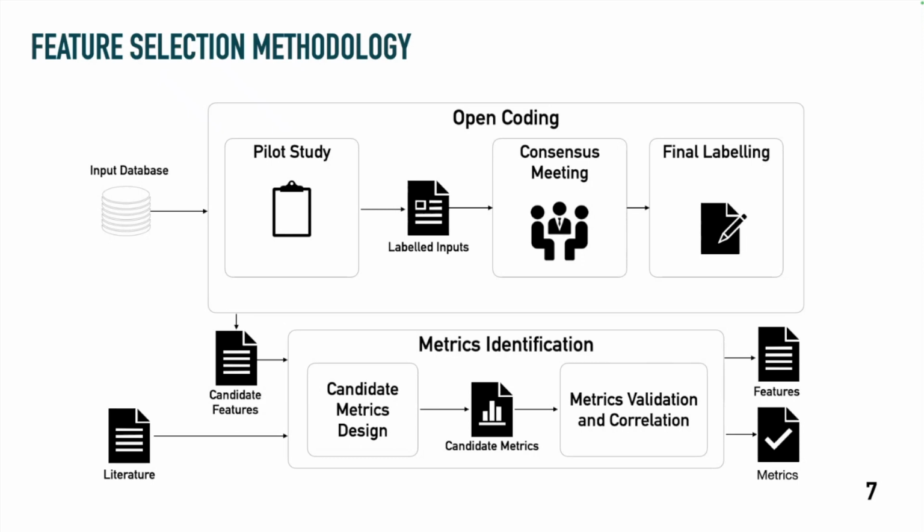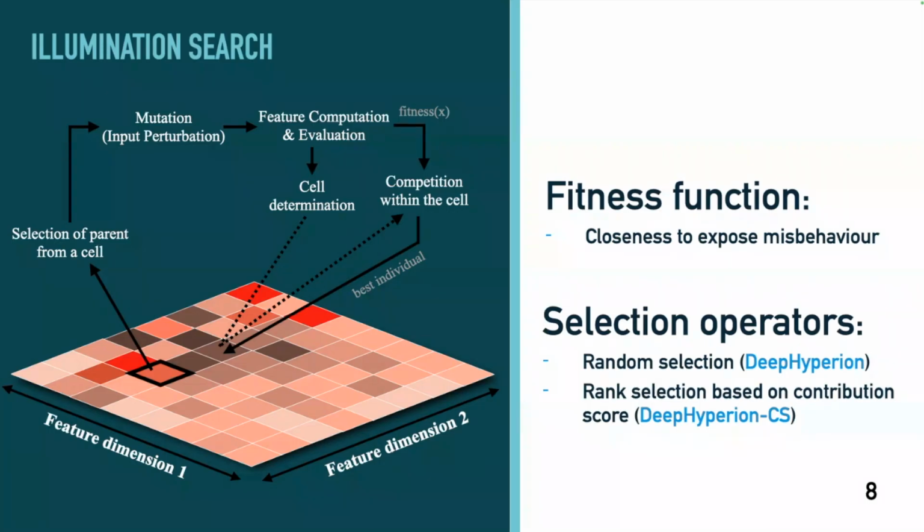Then when you have the features, you can start to explore the feature space using illumination search. Illumination search is a type of search-based approach, and it's named illumination search because it's illuminating the fitness potential of the feature space. Here, for example, this is a feature map with 2 feature dimensions, and the color of the map indicates the performance value. The darker means misbehavior and lighter means correctly behaving inputs.